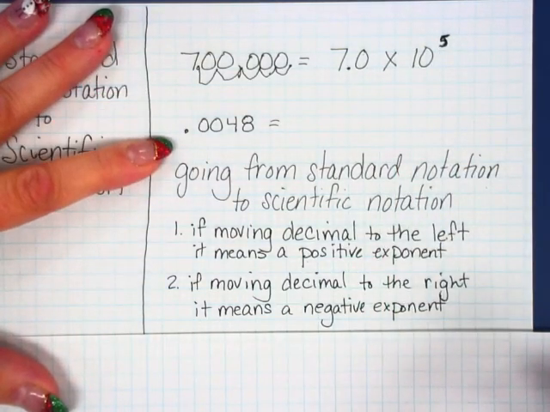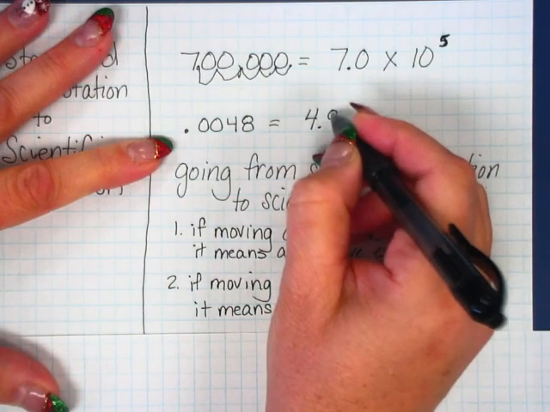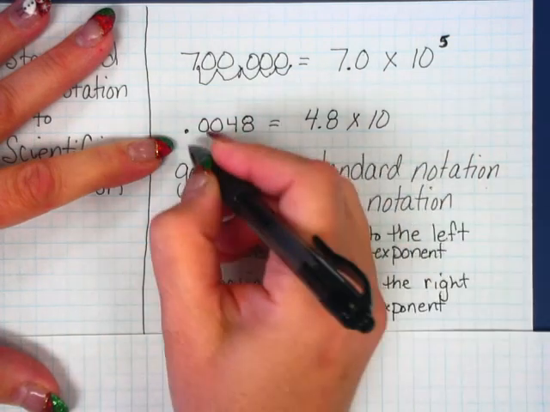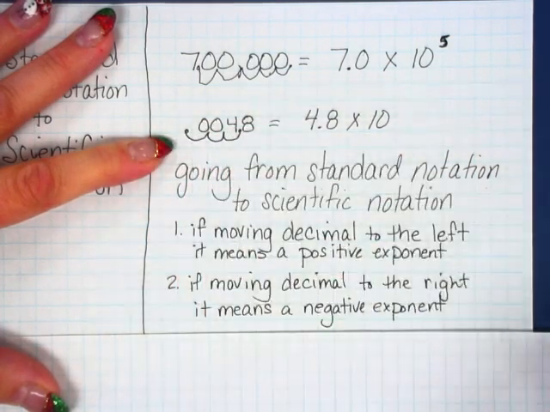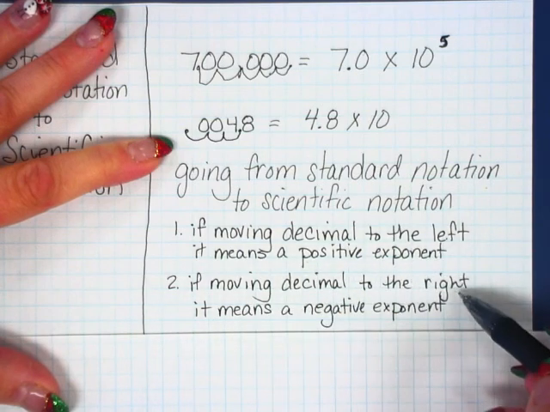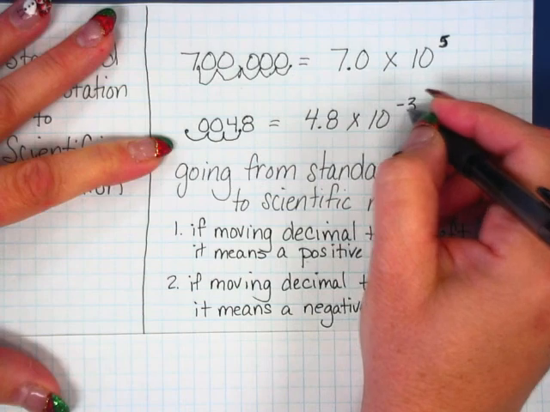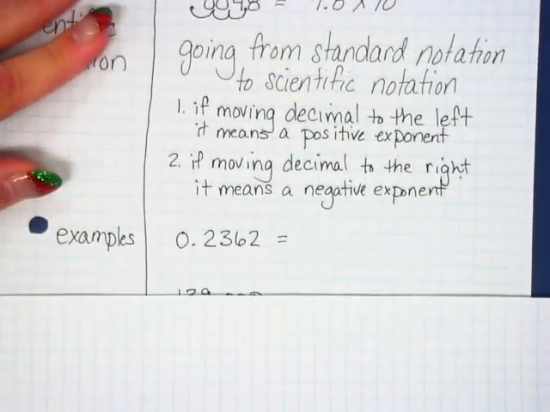In this case, I know I need a non-zero number, and then the rest goes behind the decimal, times 10 to some power. I'm moving the decimal 1, 2, 3 to the right. So if I'm moving the decimal to the right, it means it's a negative exponent, so it's negative 3. So let's look at an example or two.